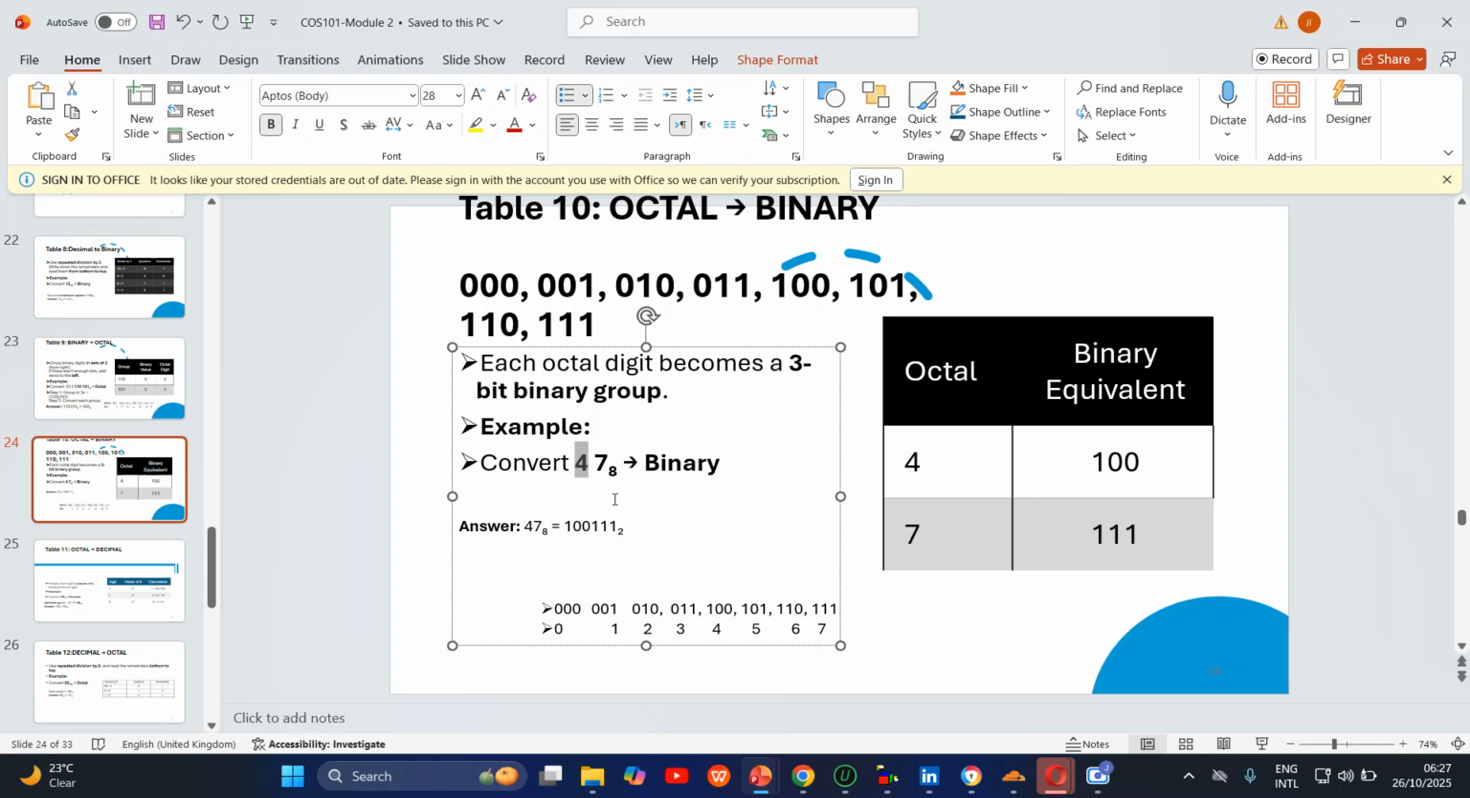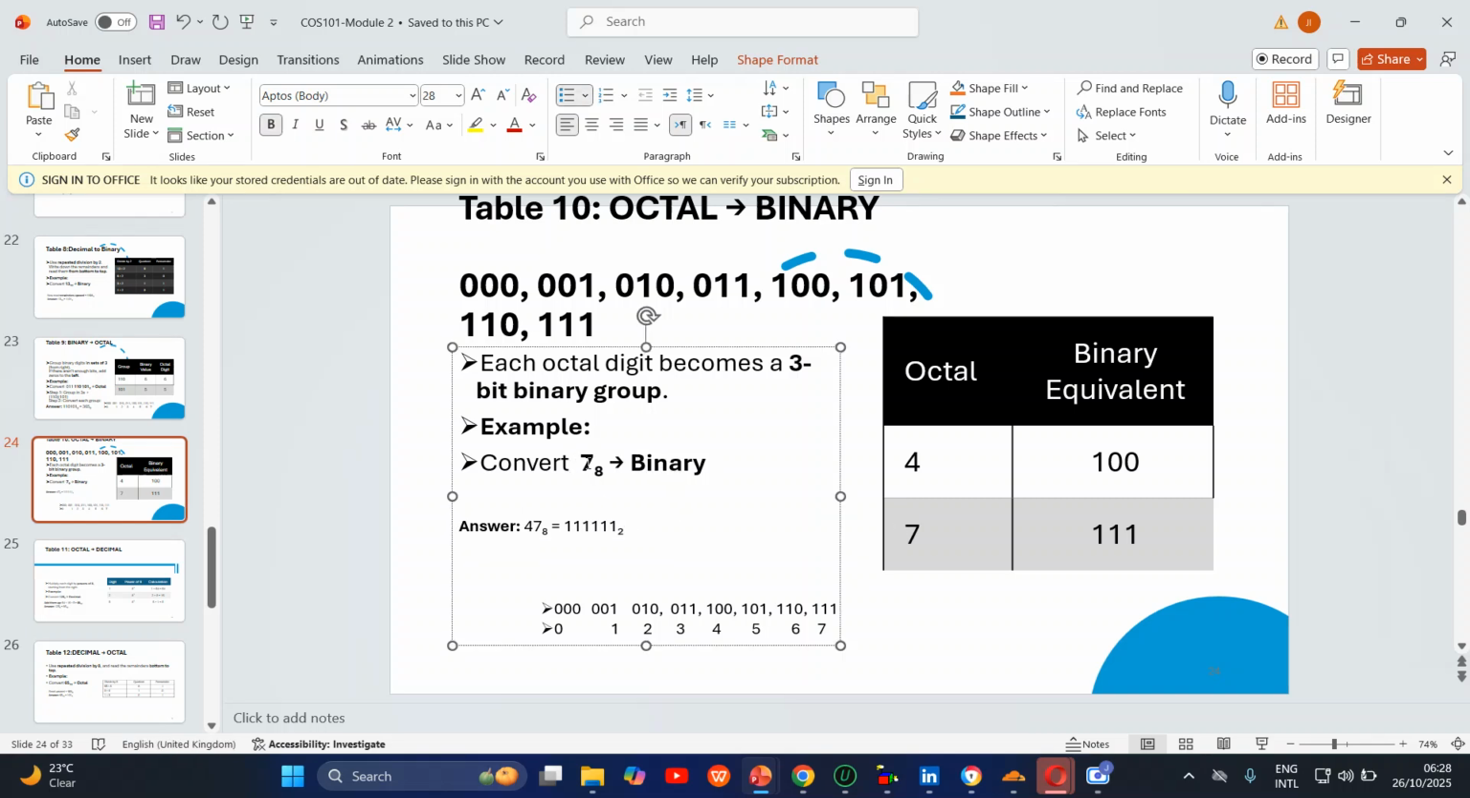Now what is 7 in binary? 7 in binary is 111. If you concatenate them together, you have 100111 base 2. So when they ask you to convert this to binary, now this is actually not valid because 8 doesn't fall within the range of this, so we have 7. So now 7 in binary is 111, then the other 7 is 111. So the answer to this should be 111111 base 2.